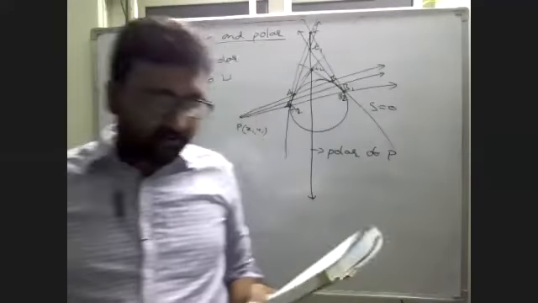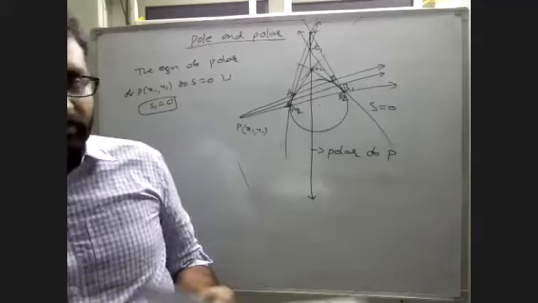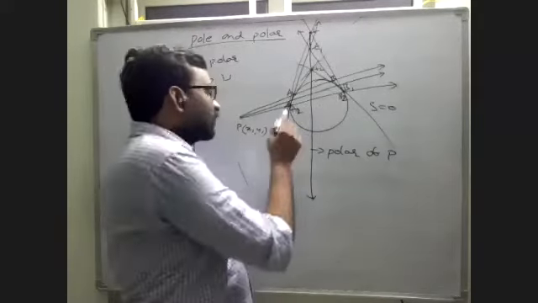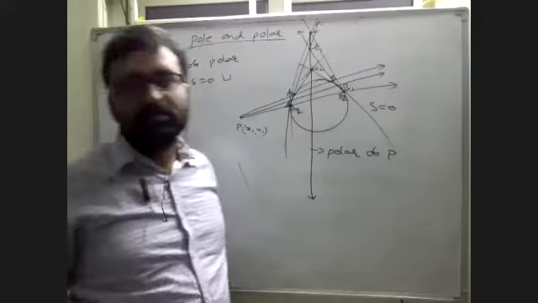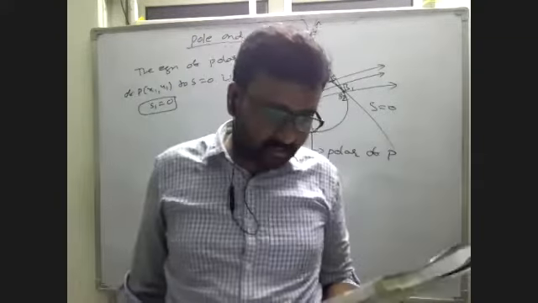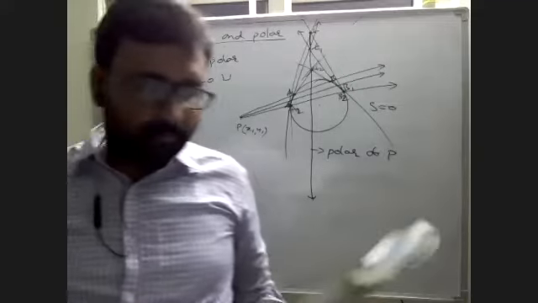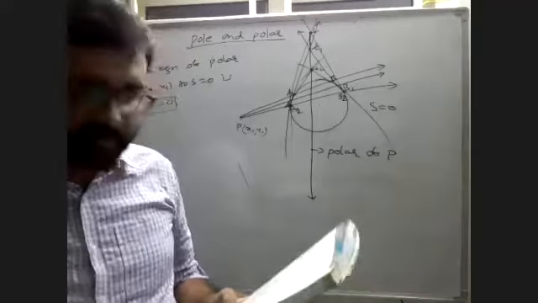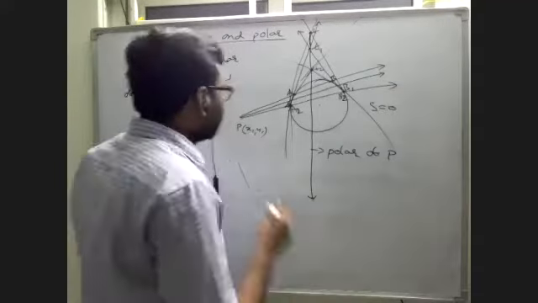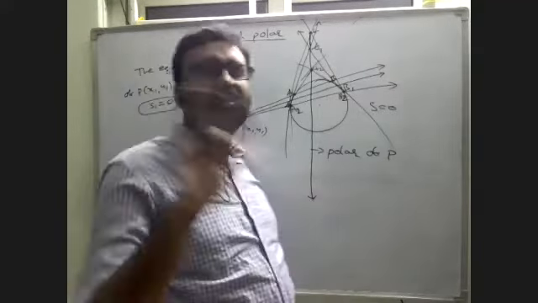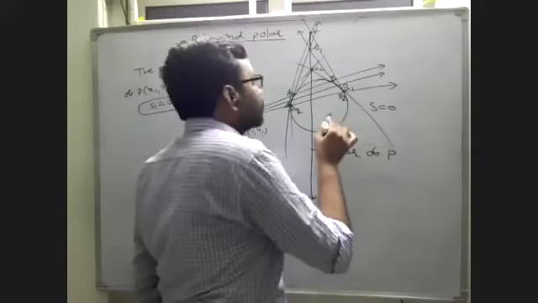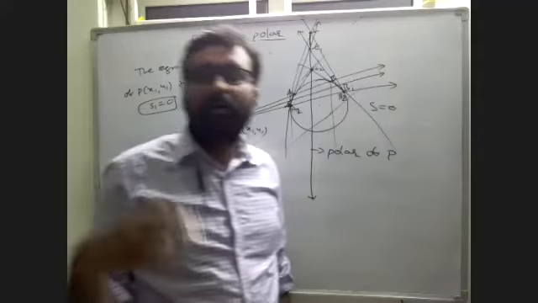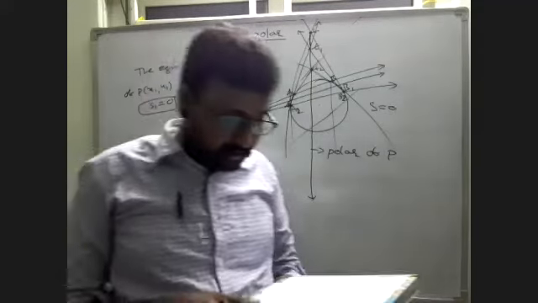Next point. If P lies on the circle, then the polar is the tangent at P. Like chord of contact when P lies outside, when P lies on the circle, that is the tangent. If P lies inside, then there is no chord of contact. If P lies inside the circle, then the polar lies completely outside the circle. Why? Because we are drawing not tangents but secants. Inside a point also we can draw secants like this. So then the polar lies outside. You should remember these points, very important.